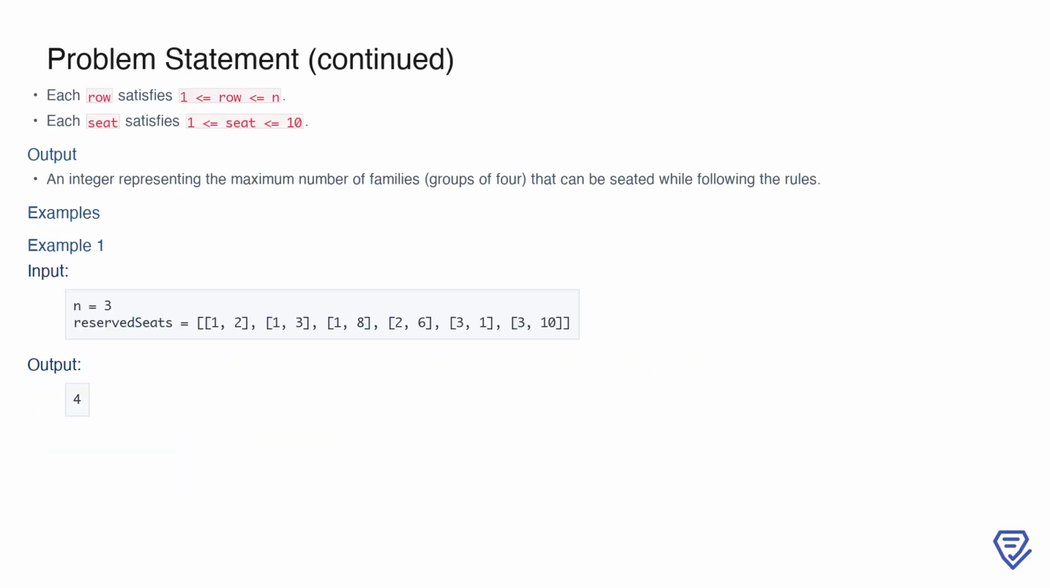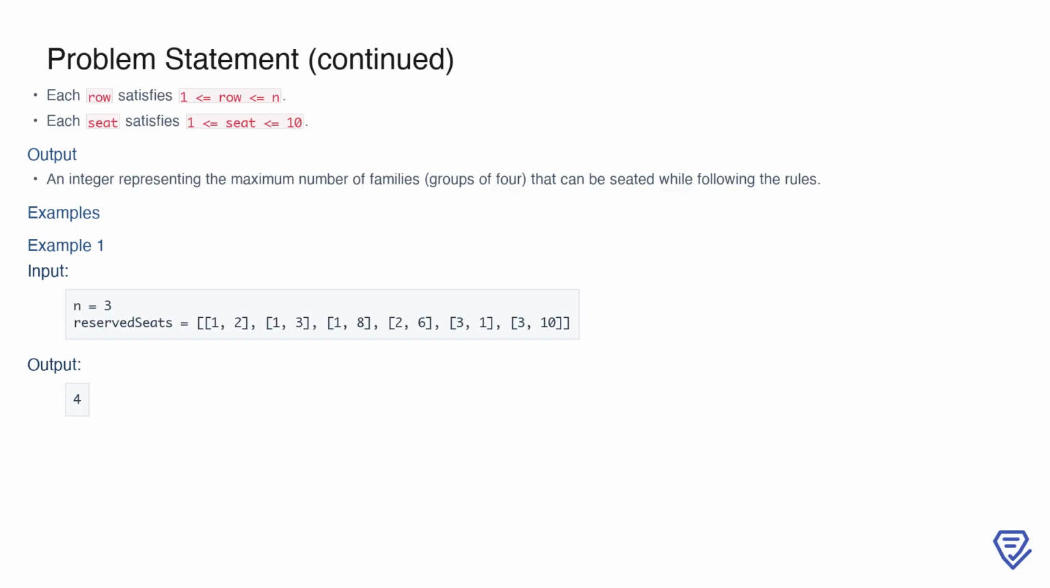The rows in the cinema are numbered from 1 to n, and each seat within a row is numbered from 1 to 10. For the output, you need to return an integer representing the maximum number of families of 4 that can be seated while following the social distancing policies. Let's look at some examples to clarify how this works.